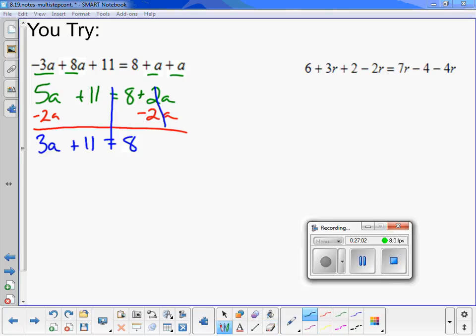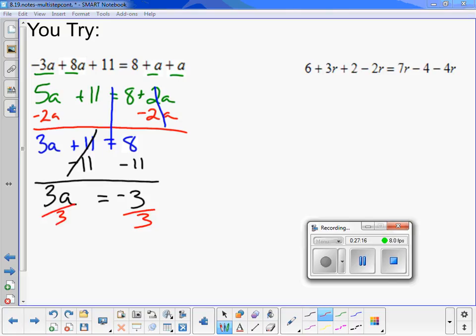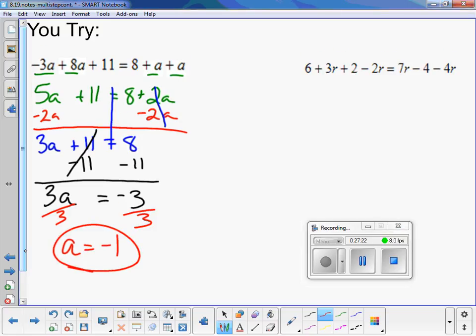So now I just have 3a, which is really nice. I need to move the 11, so I minus 11. Bring down the 3a, the 11's cancel, gives me a -3, so it's 3 times a. So to move it, I've got to divide, so a equals -1. That's what I think my answer is. So to double check it, I'm going to plug it in.